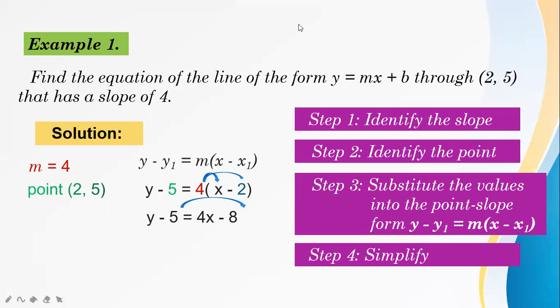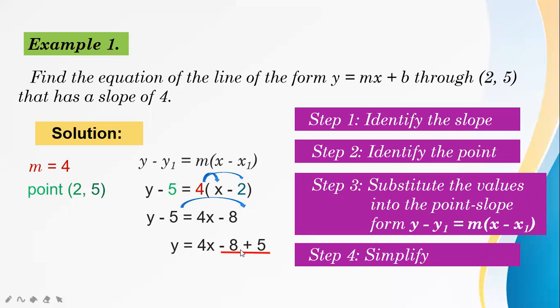Then after that, we are looking for the form, find the equation of the line of the form y equals mx plus b. So therefore, you transpose negative 5 to the right side. Then you isolate y on the left side. So we have y equals 4x minus 8. And then this one, transpose negative 5, then change to positive 5. Then after that, you combine the similar terms. So these are the similar terms.